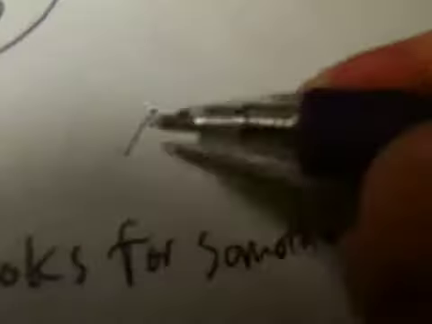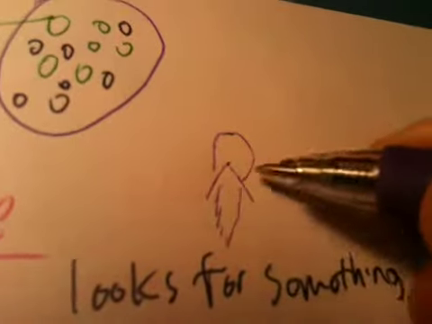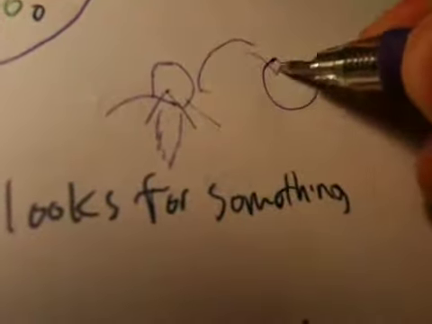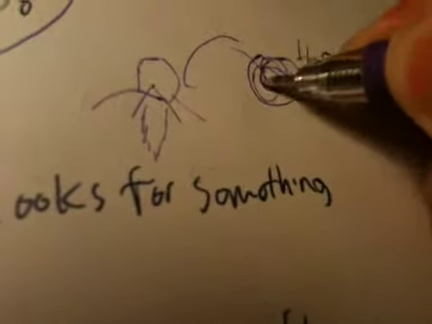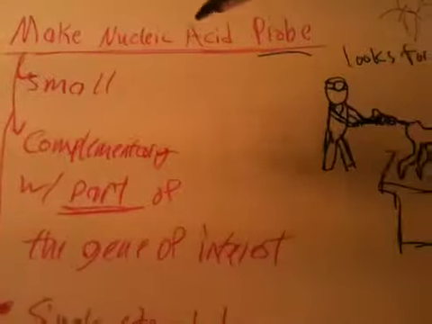I suppose I could have drawn a space probe. You've got your little rocket ship thing, it flies off, lands on Mars, and what does it do? It looks around for stuff. Particularly, it's looking for water, but that's not really important. It's Mars. It looks around, and that's what a probe does. It looks for something.